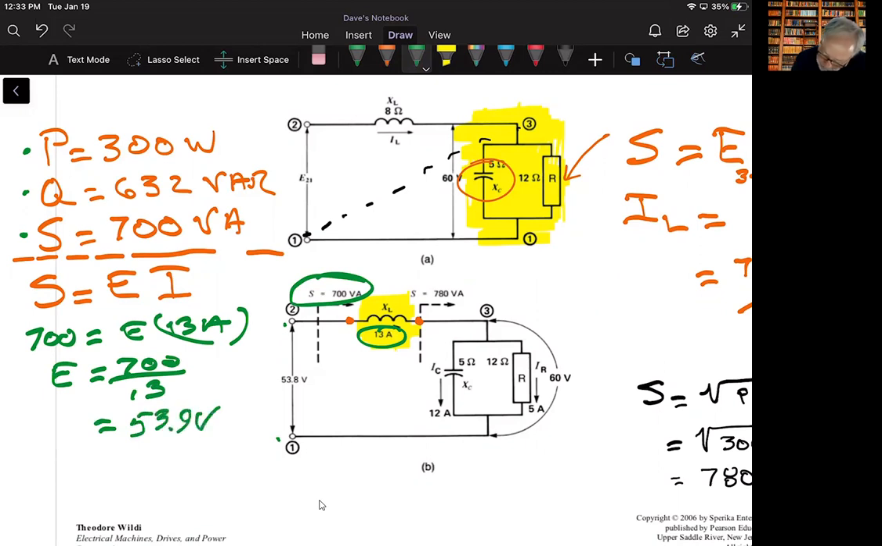53.9 volts. Well, he writes 53.8 volts. I'm not sure which is correct, but it's one or the other. And so that gives me the final voltage that I need there.